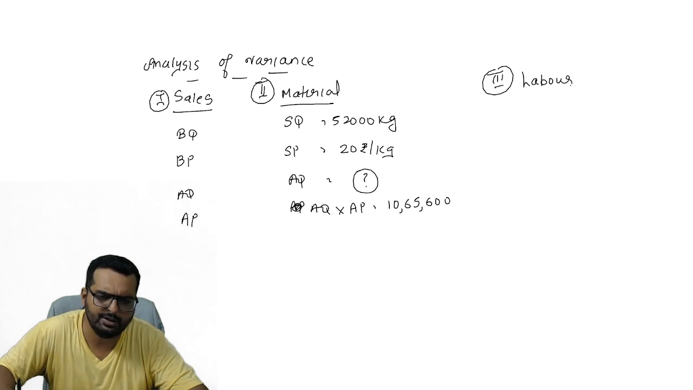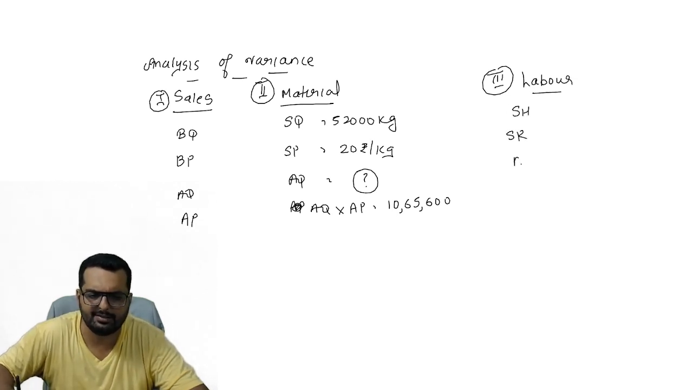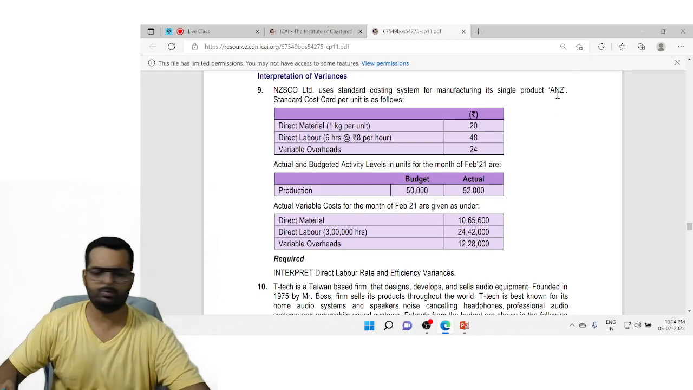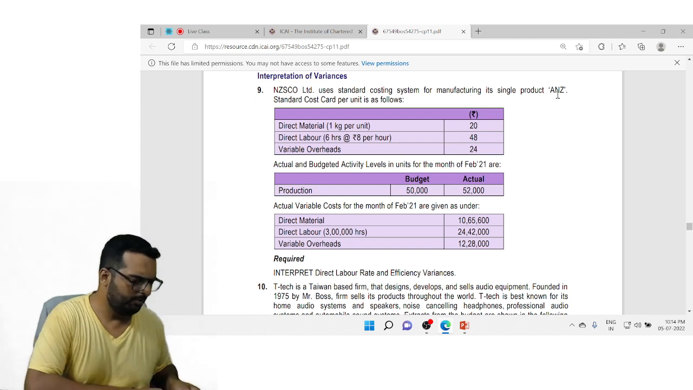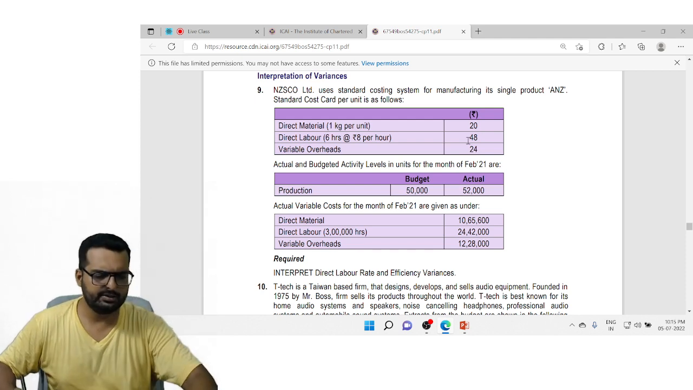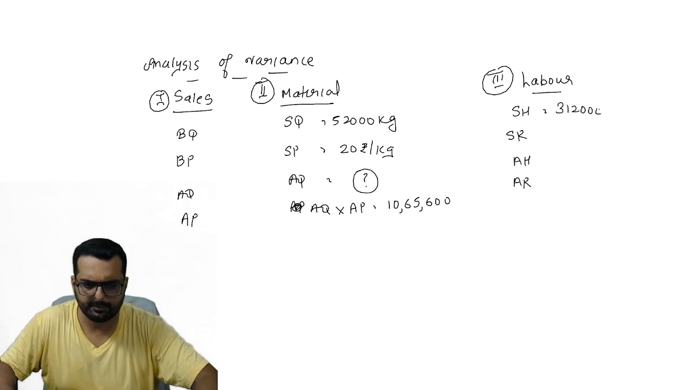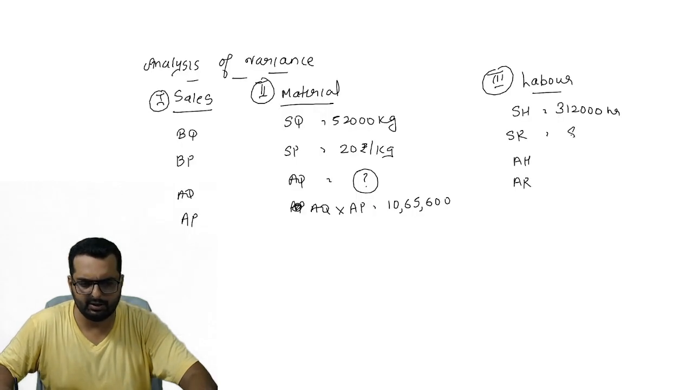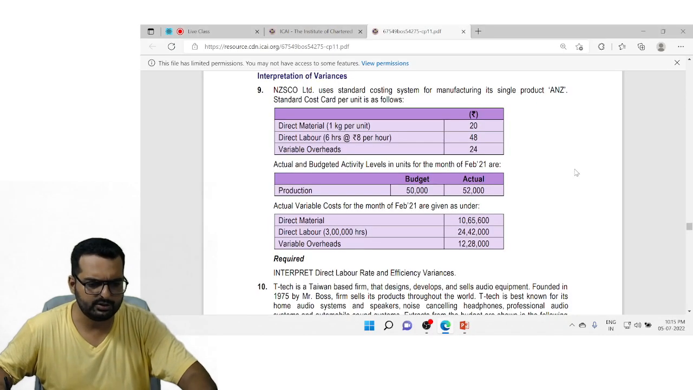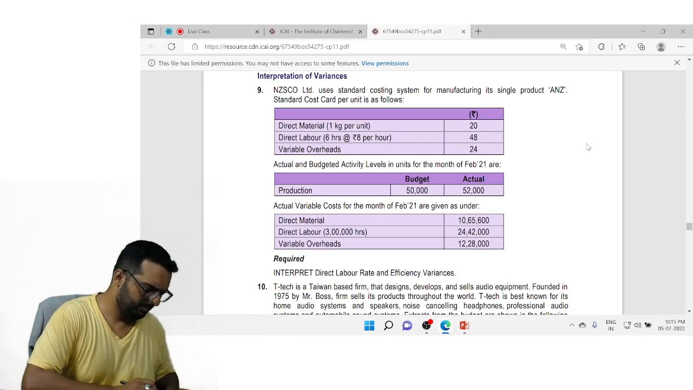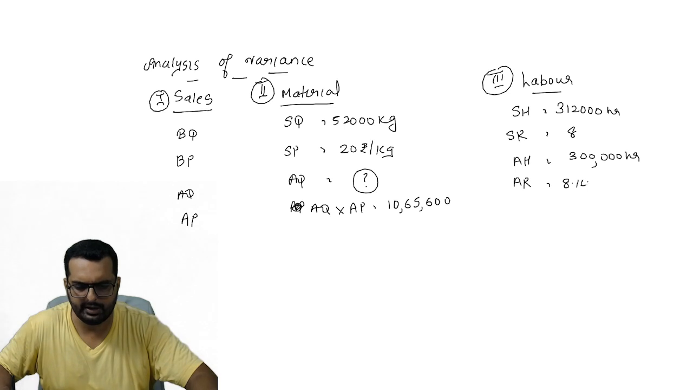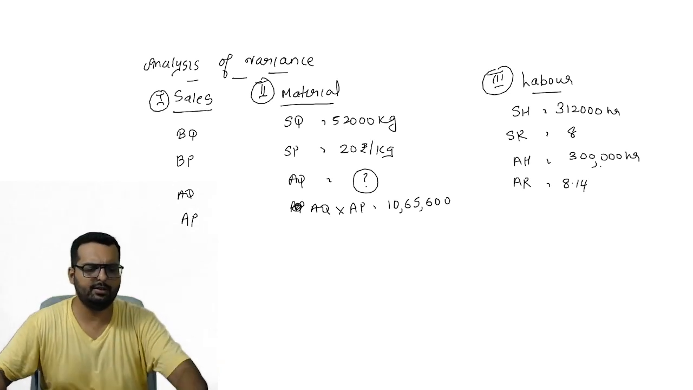For labor, we have to find out SH, SR, AH, and what is the last one? AR. SH is again based on actual output. So 52,000 into 6. Tell me, friends, how much is going to be? That will be 3,12,000 hours. SR is turning out to be how much? That will be 8 rupees per hour. Actual hours is 3 lakh hours. And the actual rate will turn out to be 8.14. Right? Write down this, find out the variances and finish it off.